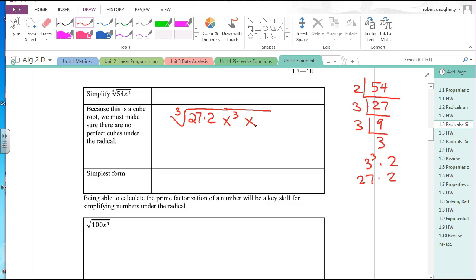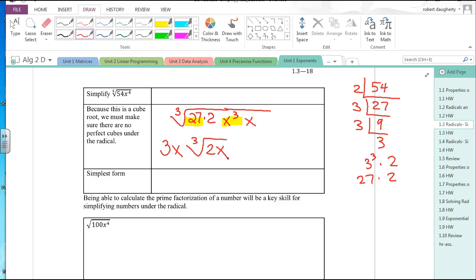Now, what under this radical sign, which of these things are perfect cubes? Yeah, that's a perfect cube, and that's a perfect cube. So that means I can simplify by bringing these outside of the radical. What's the cube root of 27? 3. What's the cube root of x cubed? X, okay? So those two things came outside the radical. What had to stay inside? Yeah, 2x. So 3x times the cube root of 2x is as simple as this goes.